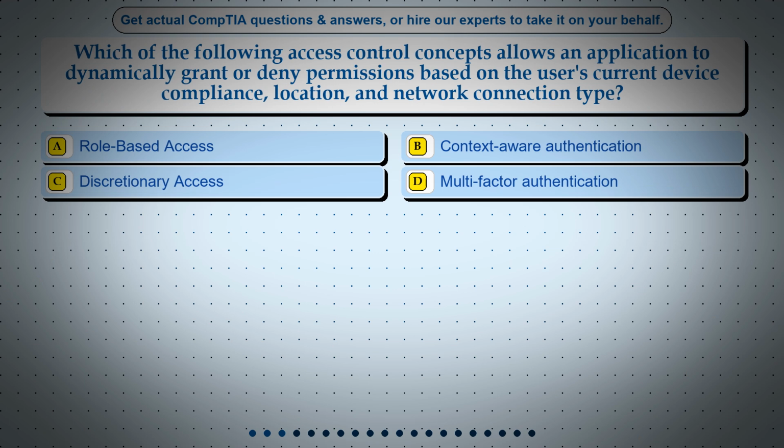Question 3. Which of the following access control concepts allows an application to dynamically grant or deny permissions based on the user's current device compliance, location, and network connection type? Option A, role-based access. Option B, context-aware authentication. Option C, discretionary access. Option D, multi-factor authentication.